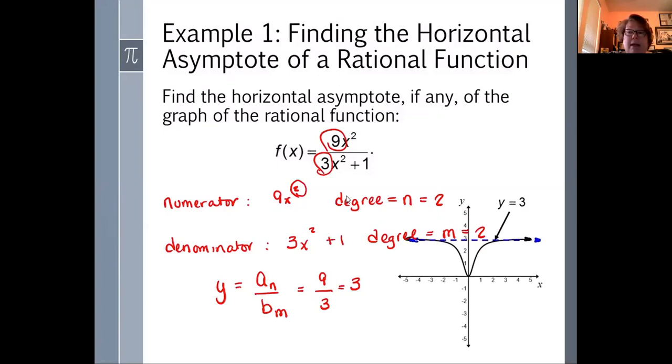Also, as x decreases without bound, so as x goes to negative infinity, the value of this function also approaches the number 3. So if the degree of the numerator equals the degree of the denominator, you can find the horizontal asymptote by taking a ratio of the leading coefficient of the numerator over the leading coefficient of the denominator.